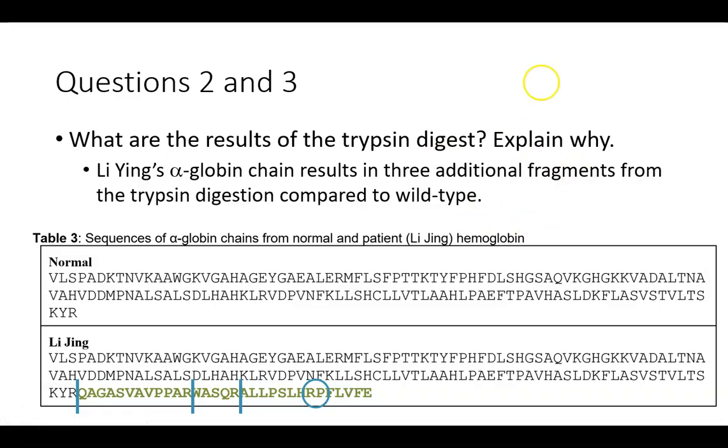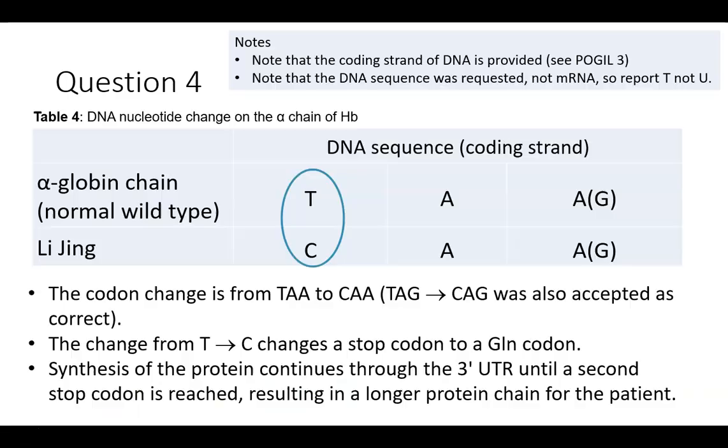So that helped the investigators see what's going on: if you just had a point mutation, you would get a different fragment, but they got 3 extra fragments, so they knew they were dealing with a longer protein. So if you look at the DNA, what would produce that?